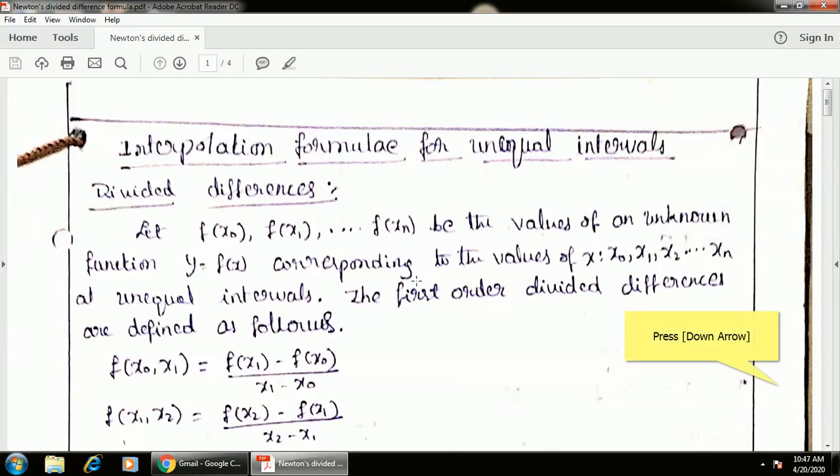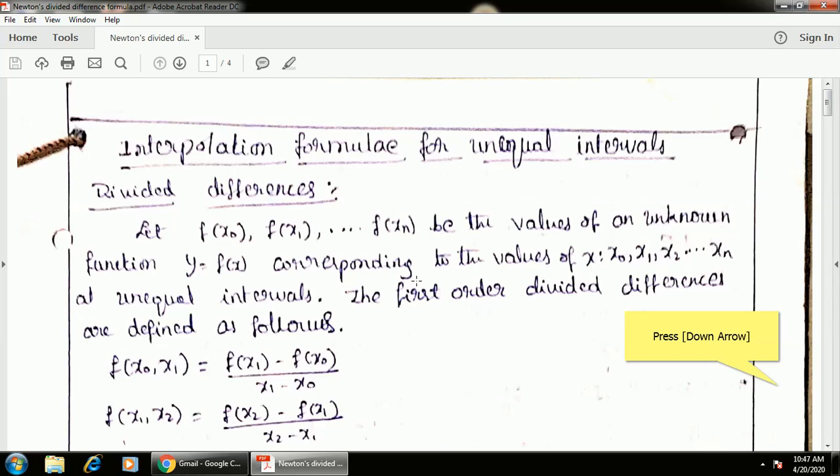Hello dear students, in the last video we learnt Newton's forward interpolation formula and Newton's backward interpolation formula and also the problems on those two methods. And in today's video we are learning about the interpolation formula for unequal intervals.